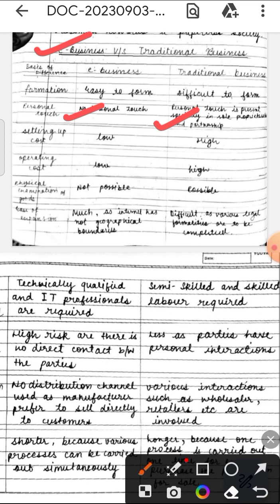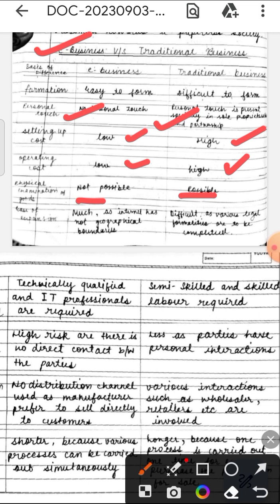Setting up cost. The cost of setting up e-business is low and the cost of setting up the traditional business is high. Operating cost. The e-business operating cost is low and the traditional business operating cost is high. Operating cost means expenses to bear on a daily basis. Physical examination of goods. Here physical examination is not possible in e-business because we can see the product on the website only. We cannot touch it, we can only see the images. In traditional business, physical examination of goods is possible.